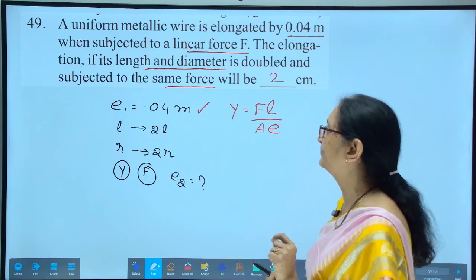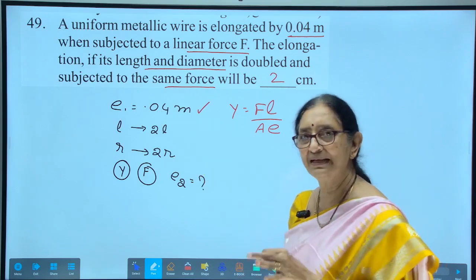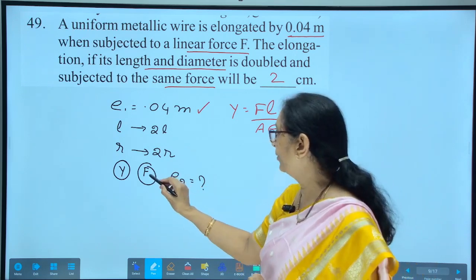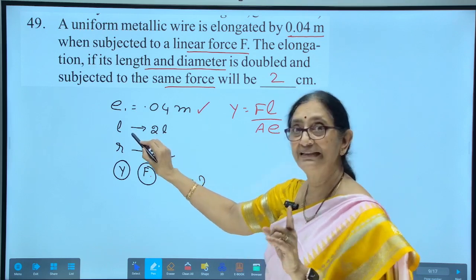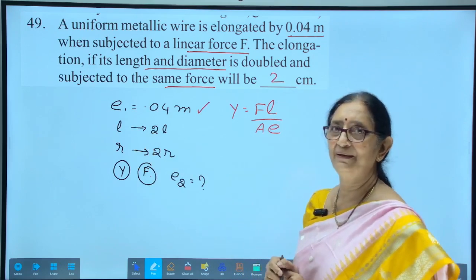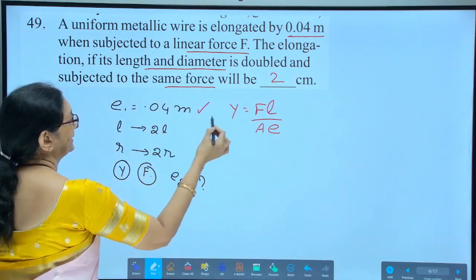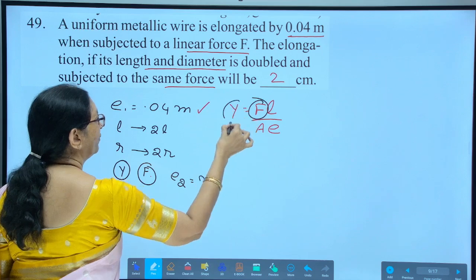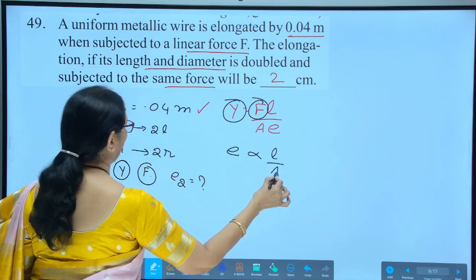So, elongation produced in a wire with a given load is 0.04 meters. With the same load in the same wire, what is the elongation produced? Same load, same wire, F constant, Y constant. But the wire length is changed to 2L, diameter is doubled. Okay. So here with the data, Y is equal to FL by AE. Let us retain the constant factors. F is constant here, Y is constant here. So E is proportional to L by A.